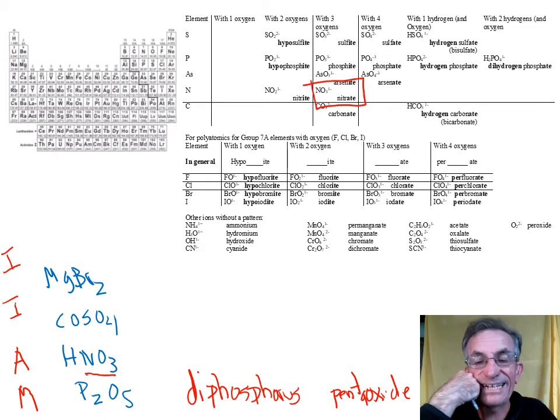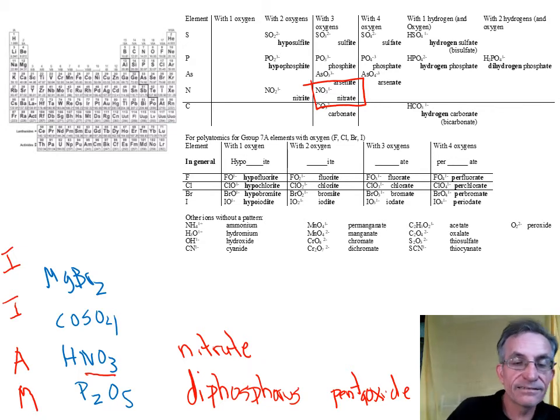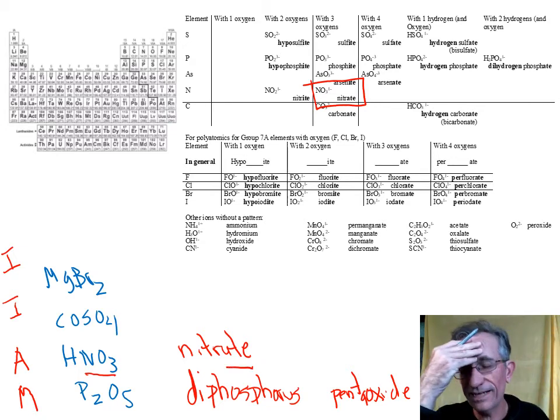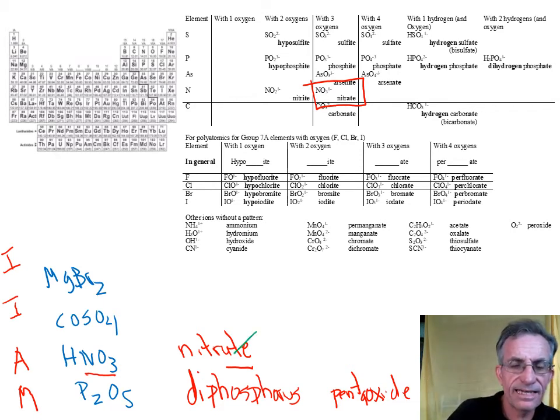NO3 is called nitrate. So the acid that contains nitrate: you take off the "ate" and replace it with "ic." So this acid, ate and ic go together. This would be called nitric acid. Nitric acid.